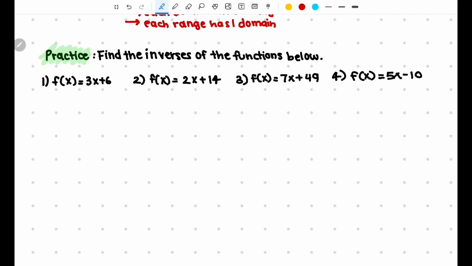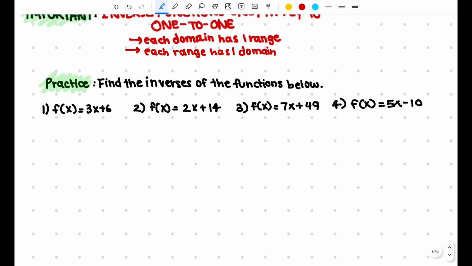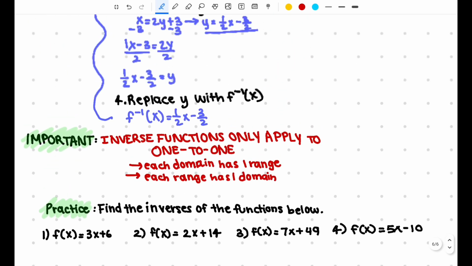Now it's time for your practice. So for each of the functions that are given, you want to find the inverse of the function by going through the steps that we just went over.